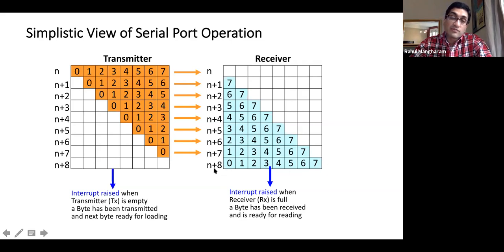till your buffer gets full and my buffer basically gets empty. Once it's empty, then an interrupt is raised and said, okay, I sent the packet. Once this buffer gets full, it says, okay, I received 1 packet. And that's what is done over here, right?